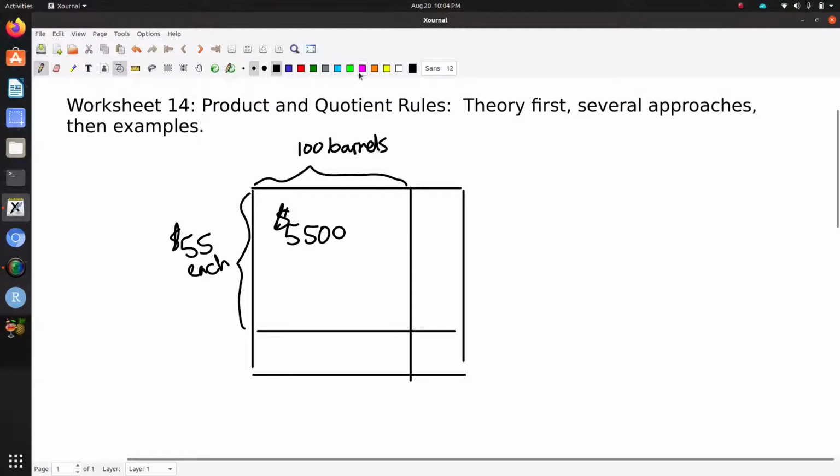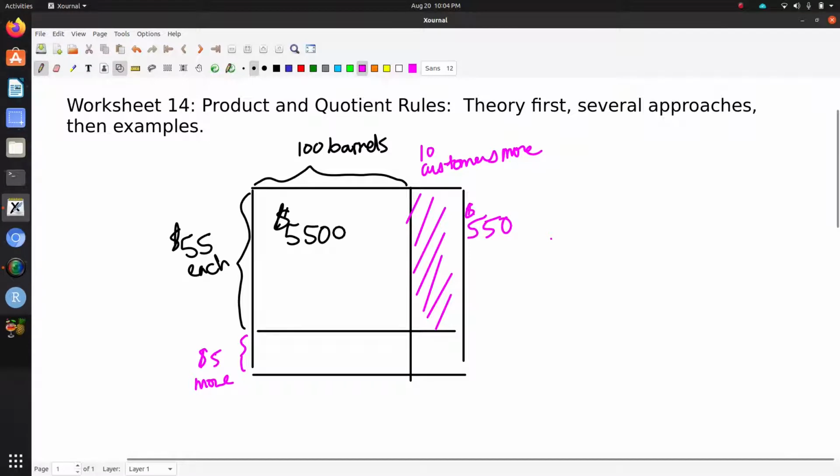Then the next day, everybody hears about my great low prices, and I sell more, but I can increase the price because now people know I'm here. I'm going to increase this by $5 more, but I'm also going to get 10 customers more, okay? So what's the difference in the amount of money I make? Well, this right here is the extra money I get if I kept the price the same, but I just had extra customers. I would get $550 more. Well, what about if I instead kept the number of barrels the same, my sales is the same, but I just increased the price, then that would give me $500 more. Okay?